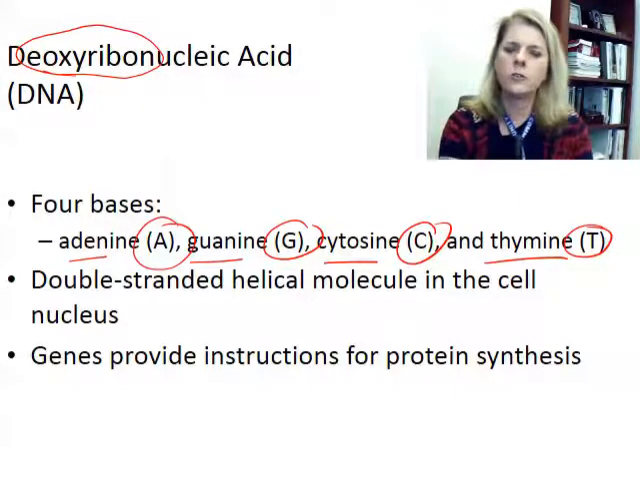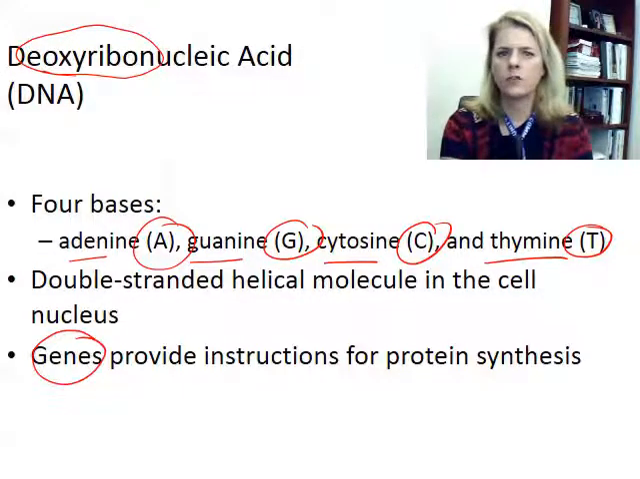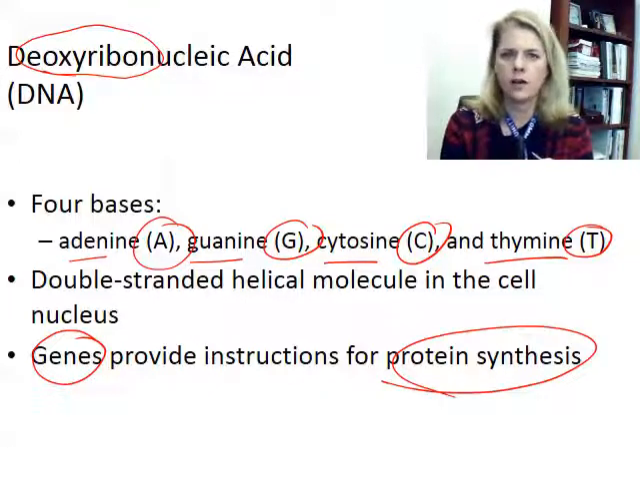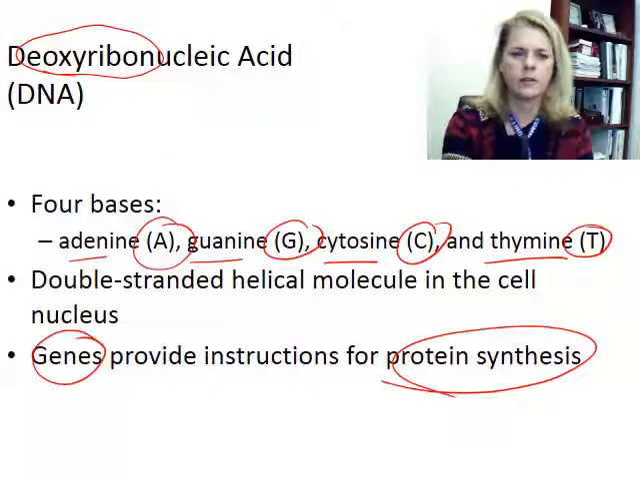And DNA is double-stranded, so it's going to be a double-stranded helix. And this is where we have our genes. And what genes are, genetic material, is they are the blueprint that tell us how to make proteins. Okay, and again, we're going to cover all this in the cell biology unit again.